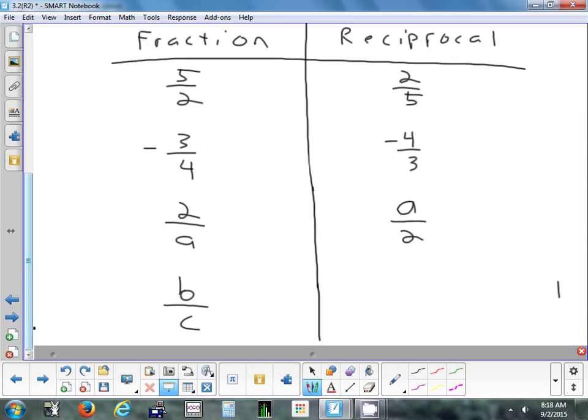Okay, one more. How about B divided by C? Caitlin? C divided by B. Okay, so it doesn't matter what the fraction is. You just take and you flip it. Whatever's in the top, bottom, whatever's in the bottom, put in the top. So any questions on what a reciprocal is? You guys good with that?